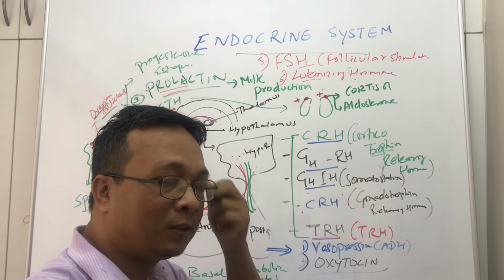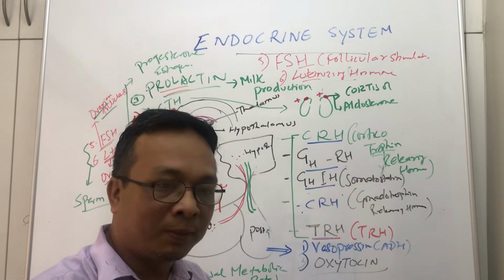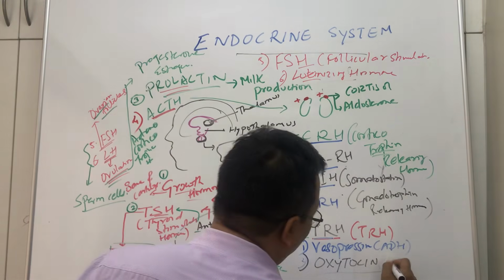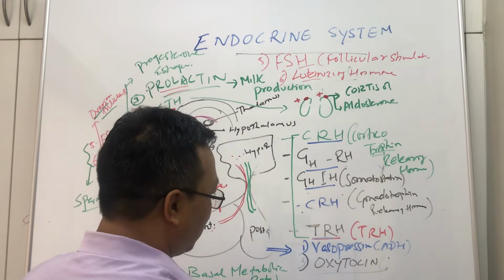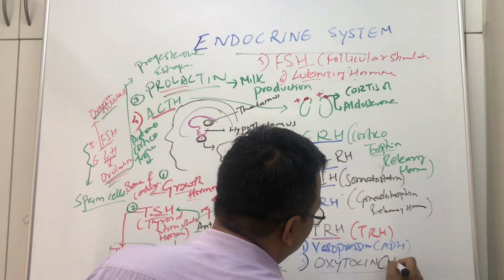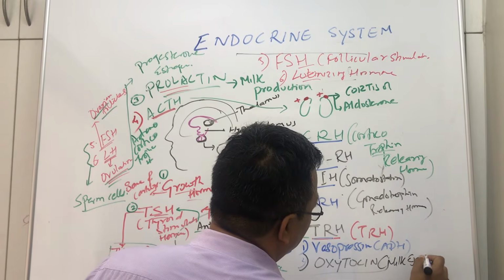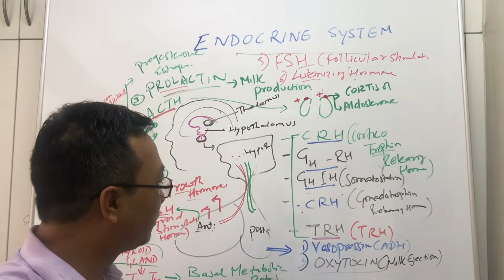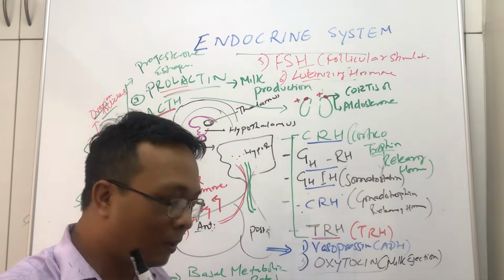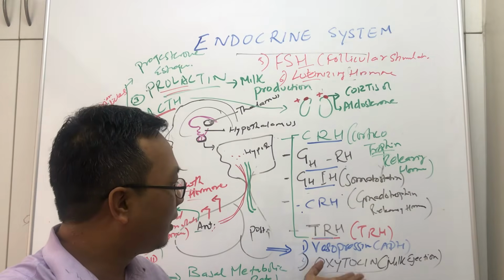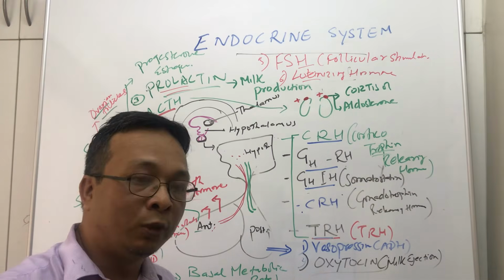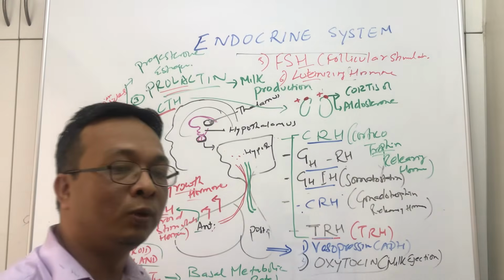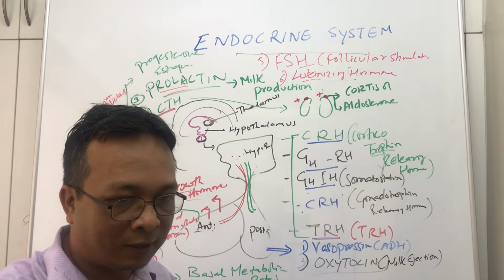So oxytocin is responsible for contraction of the uterus during childbirth, and also milk ejection, not production. Remember, milk ejection. So oxytocin has dual functions. It helps in milk ejection and also uterine contraction. So this is the whole endocrinology chapter, which we'll discuss one hormone at a time.